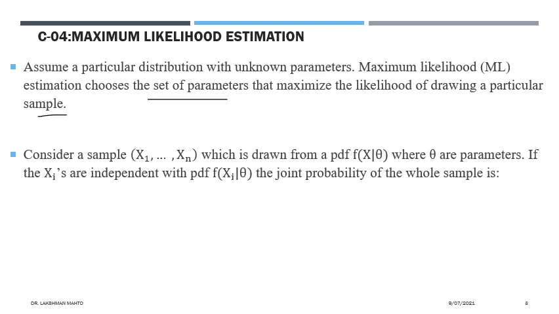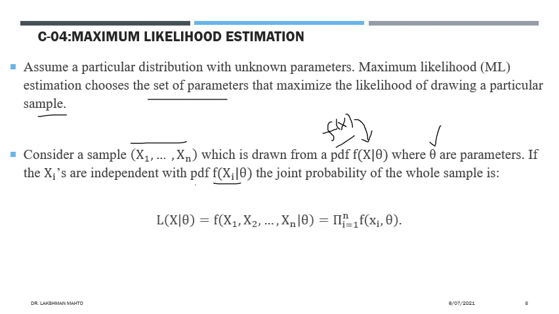Consider a sample of size n with n observations, x1, x2 up to xn, drawn from some pdf. We don't know that pdf, so simply I can say that the distribution will have a pdf, or a probability mass function if it is discrete, f of x, but we don't know it. In order to estimate it, we parameterize it as f of x given theta, where theta is the parameter of the distribution. If the xi's are independent with this parameterized pdf, then what would the joint probability of the whole sample be?